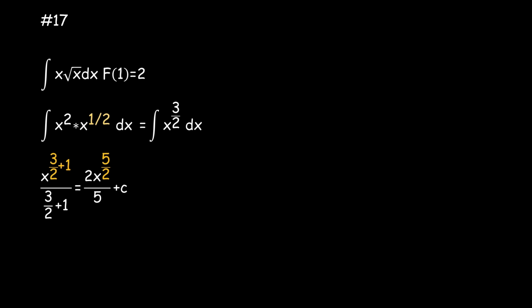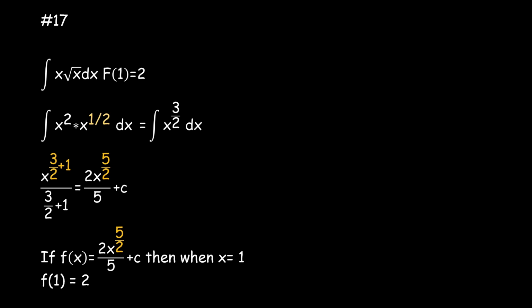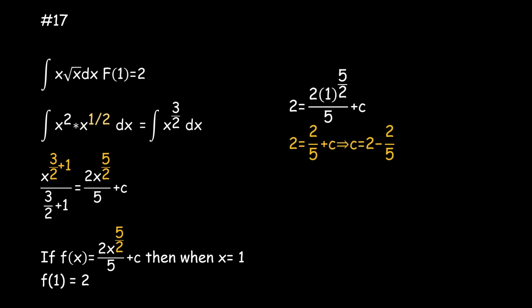Now, if f of x is equal to our final answer, then when x is equal to 1, f of 1 has to be 2. So we substitute the 1 and the 2 in there so that we can find the value of c. So 2 would be equal to 2 times 1 to the power of 5 over 2 divided by 5 plus c. And if we work out the value of c, which is 2 minus 2/5, we should get 8 over 5. In that case, our final integral would be 2x to the power of 5 over 2 over 5 plus 8/5.